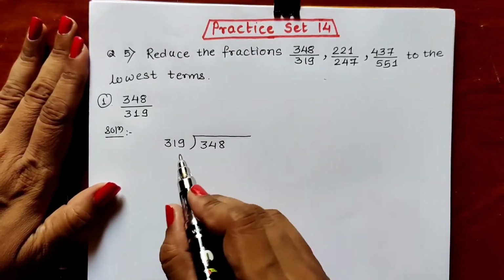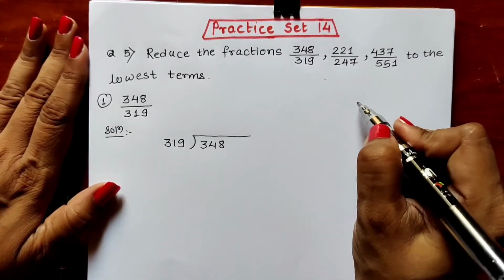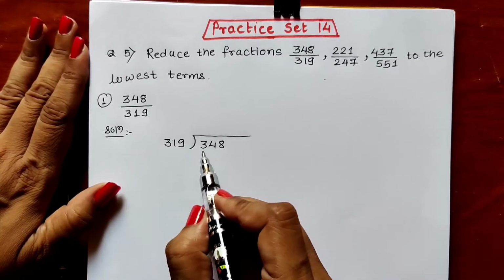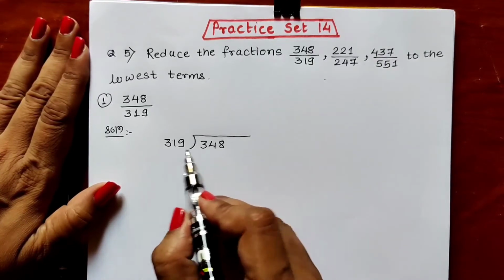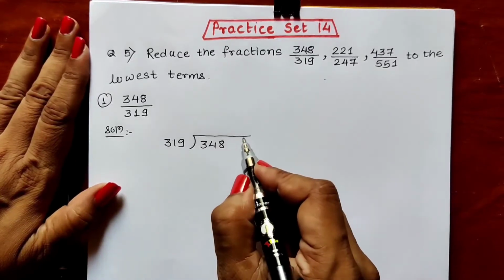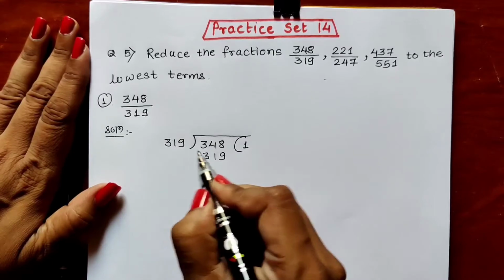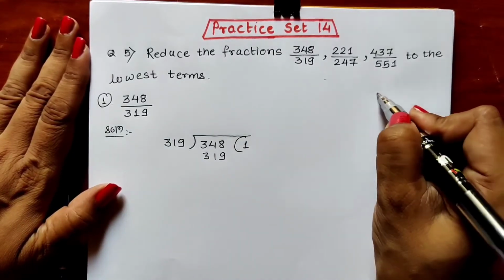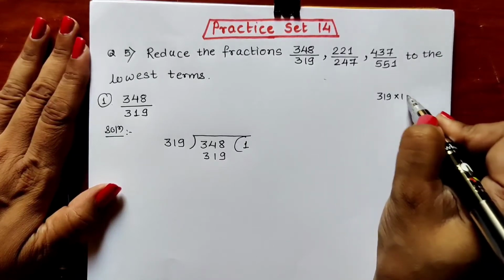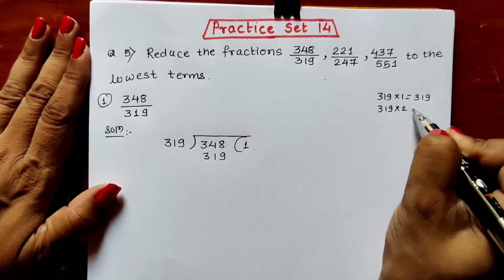Okay, so let us divide here. 348 divided by 319. Now see children, 319 is also a very big number as compared to 348. They are very close to each other, so we have to write 319 ones, because 319 twos will be a very big number. If you want you can do the table here. 319 into 1 is 319. 319 twos, let us check.